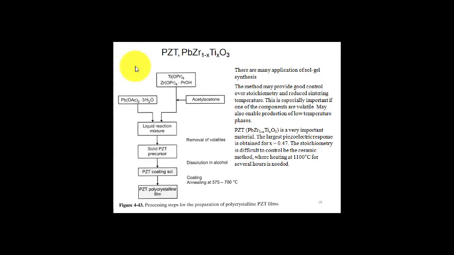There are many applications of sol gel synthesis methods. As an example, lead zirconium titanium oxide is shown here, which is also called PZT. The method may provide good control over stoichiometry and reduced sintering temperature. This is especially important if one of the components is volatile, and it may also enable production of low temperature phases.